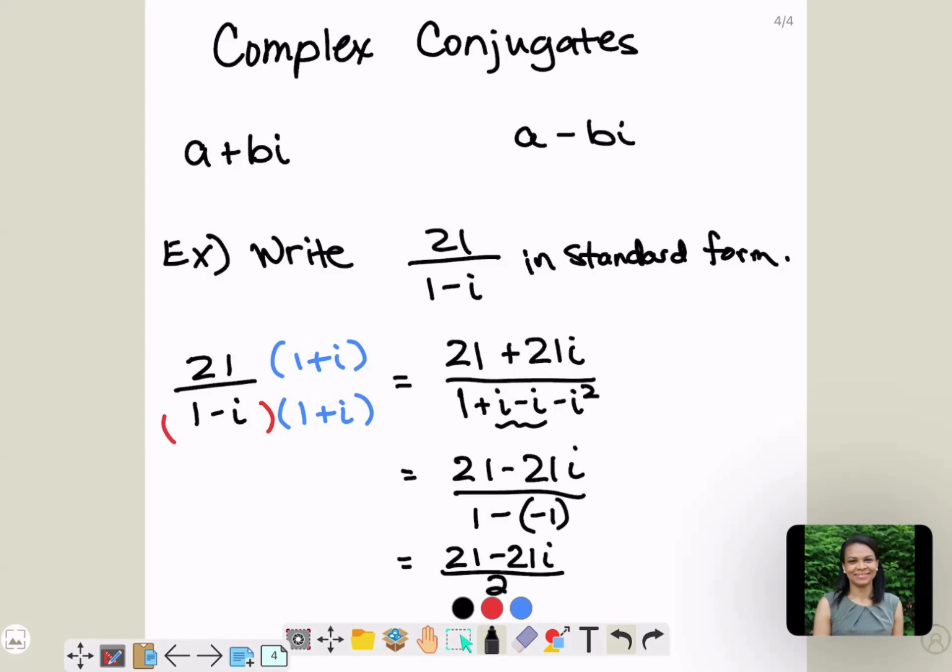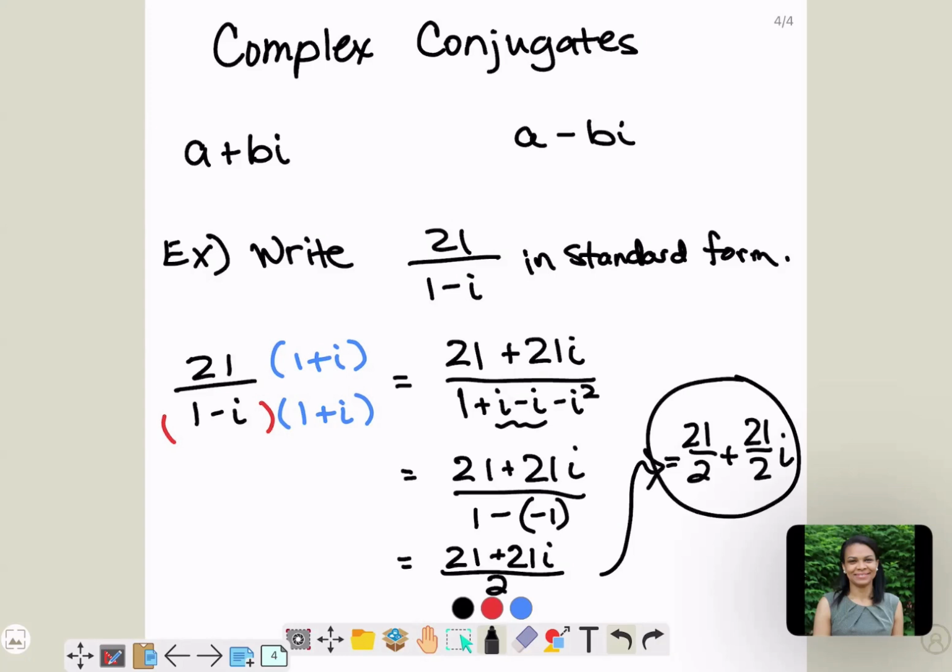So I'm fine with you leaving it like this. I think even WebAssign is fine with that. But if you literally want it to look like a plus bi, you would just separate this into 2 fractions. So 21/2 minus, wait a minute. I turned that plus into a minus just for no reason. This is still a plus. Okay, there we go. Plus 21/2. Okay, so this would be our standard form.